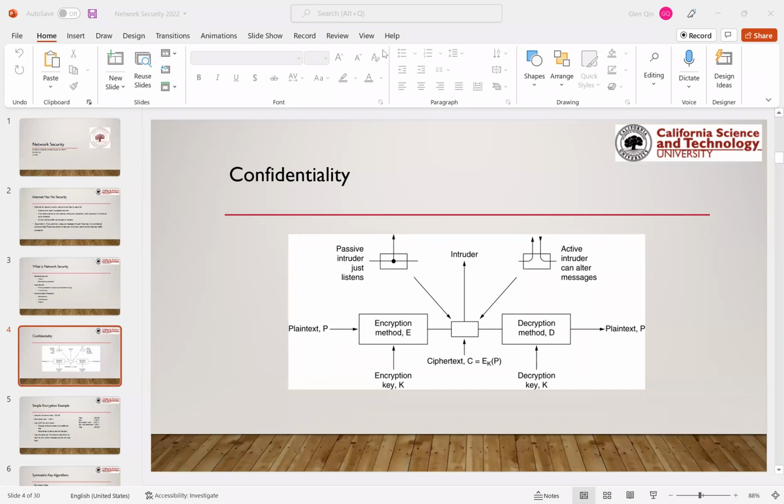Let's see, someone's chatting here. For now, VPN communication protection. Yeah, VPN communications can do all of these things.